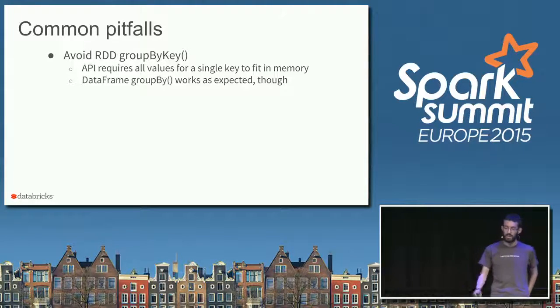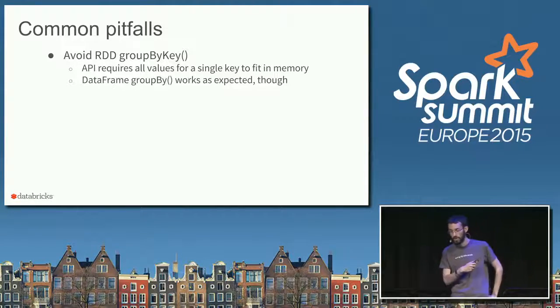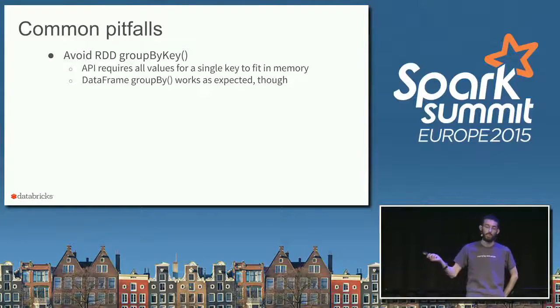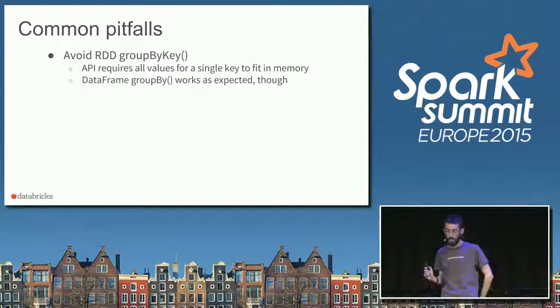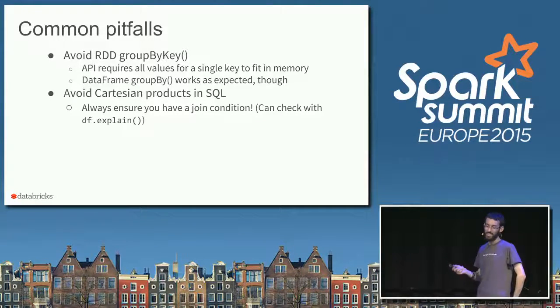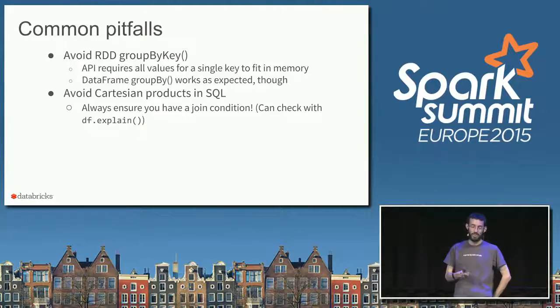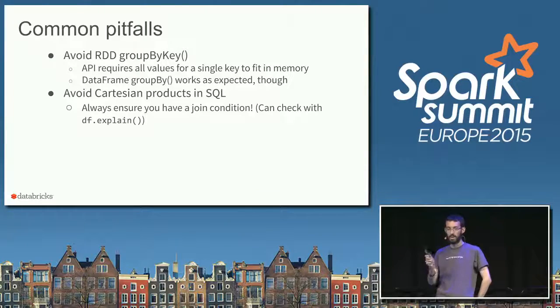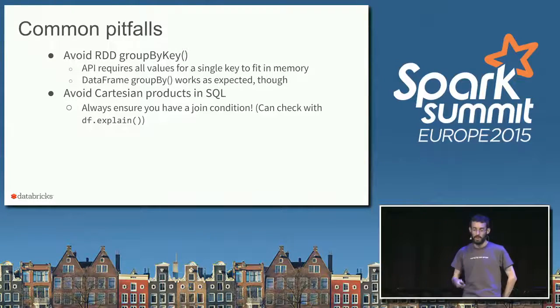Avoid groupByKey, because the API in RDD requires all values for a key to fit in a single memory, and the data frame groupBy is implemented correctly. Avoid Cartesian products. Apparently, this is more common than I thought. Always make sure there's a join condition, and you can check with dataframe.explain. If you fail to have a join condition, you'll have a bad time, because you'll have an n-squared algorithm for sure.